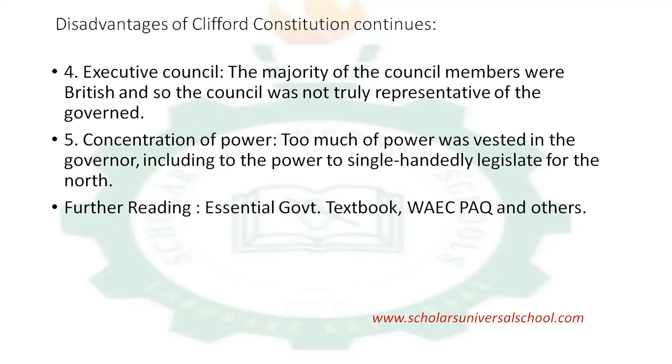Then the fifth one is concentration of power. When we say concentration of power, that means the power is concentrated in the hands of a particular government or a person in government. So the power under the Clifford Constitution was too much concentrated in the hands of the governor, who happened to be Sir Hugh Clifford.